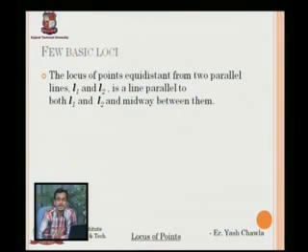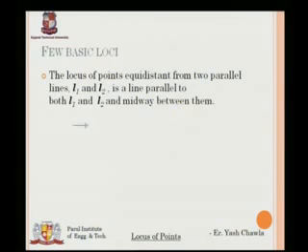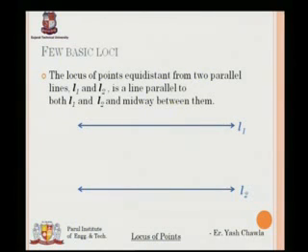Now we have two lines, L1 and L2, and we want to plot the locus of points which are equidistant from both L1 and L2. Let's see the line first. This is L1 and L2. So where do you think the locus of points equidistant from L1 and L2 lie?